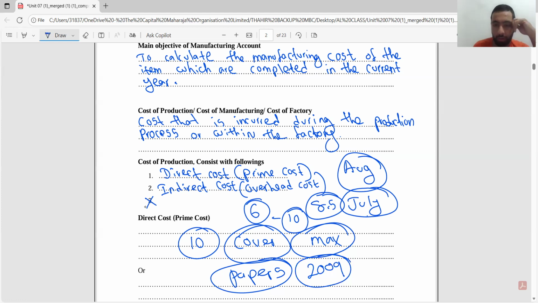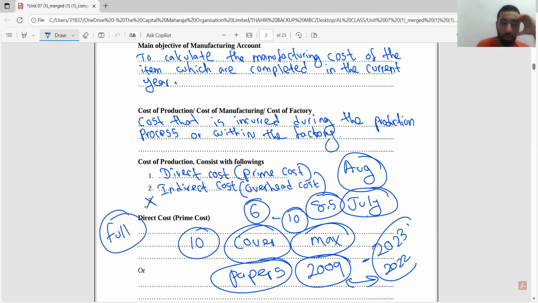Can you all remember? In every tute there are past papers from 2009 to 2023, or probably 2022. There are questions from every lesson. So I have put questions dividing them unit wise. In every unit there are papers. But we have to do full papers also. Okay, full papers also we have to do.